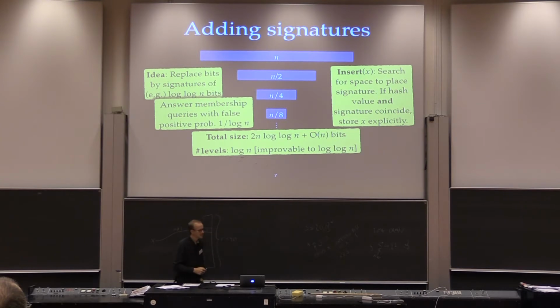So the total size here is going to be 2 log n plus O of n bits for a perfect hash function where you can insert new elements. And it turns out this is actually optimal. So in the dynamic case, you can really not hope to just get something that's linear, and then you actually need this log n factor. Okay, so that was all I wanted to say about perfect hashing.